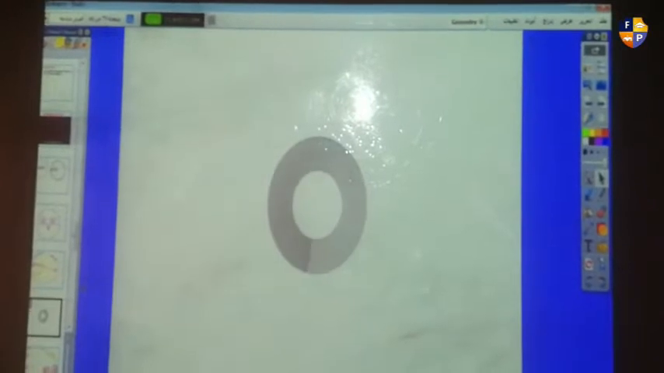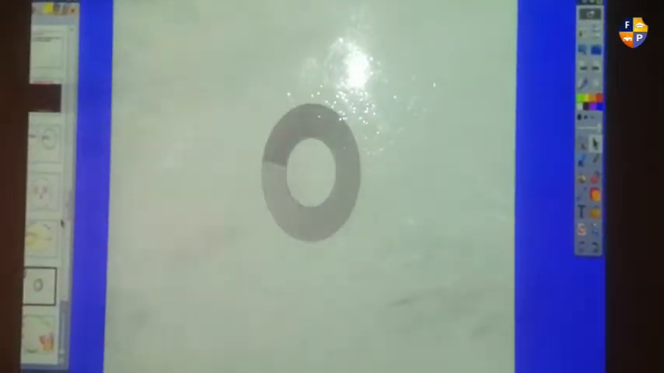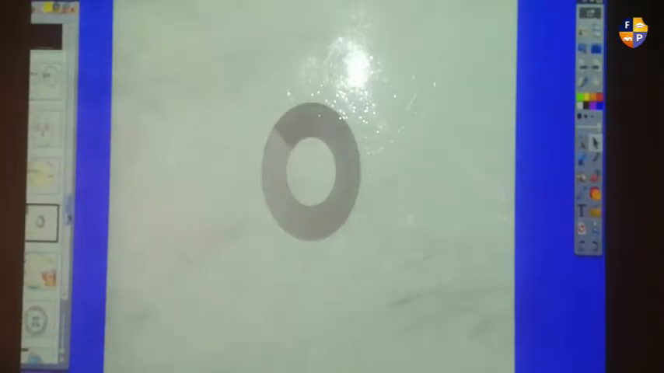Okay. Do you see the loading time? When you see the loading time, try to remember that it's the circumference.